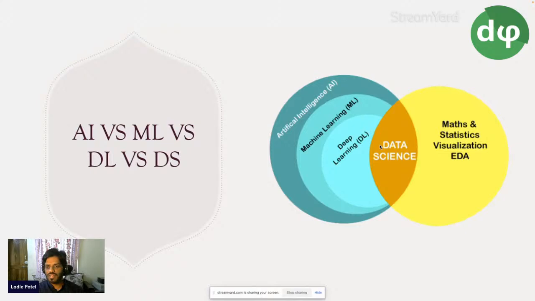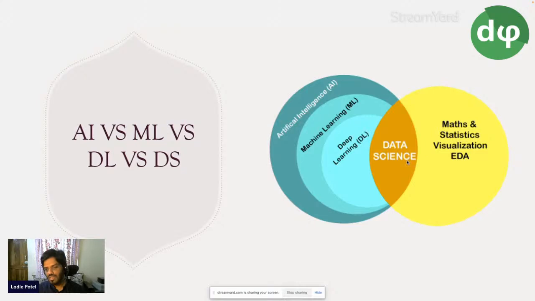It is a kind of intersection of some of the techniques of deep learning, some of the techniques of machine learning, some of the techniques of artificial intelligence. So it's like a mix. It's not a fixed bunch of techniques. It's a mix of many things. It's an intersection of many things.